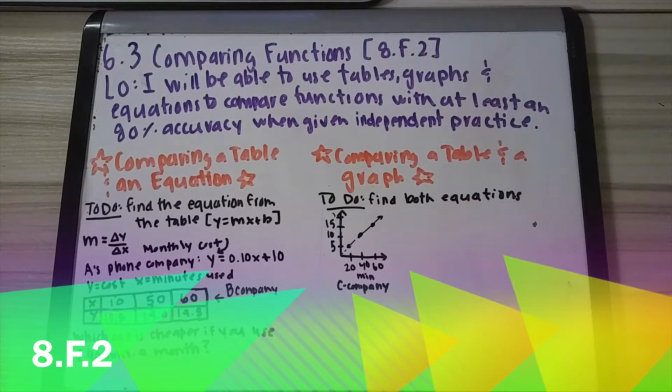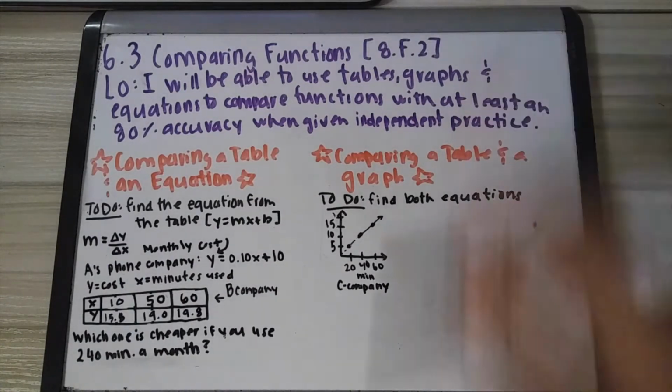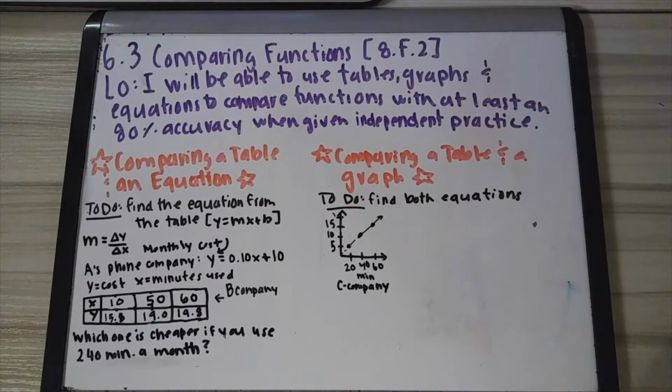Okay, so this is 6.3. We are going to be comparing functions. That's our standard, and our goal is that we can compare functions by using tables, graphs, equations, and also verbal descriptions. And we should be able to get at least an 80% accuracy once we're given the lesson tomorrow, when you're given your independent practice as your homework.